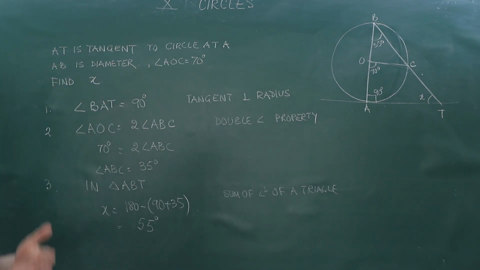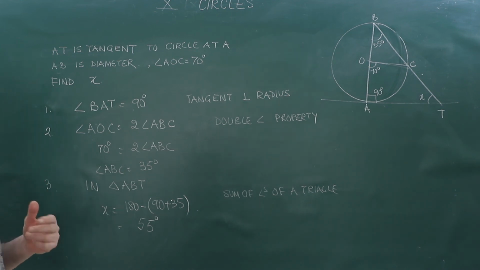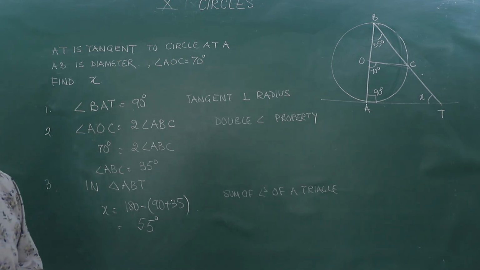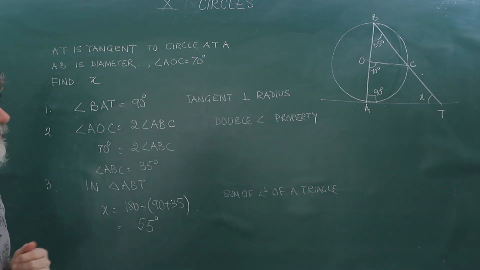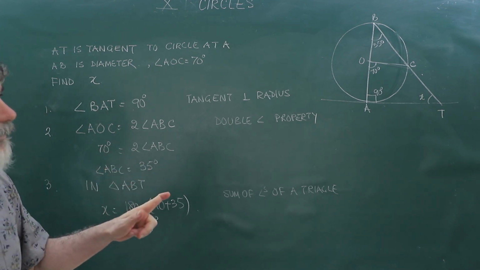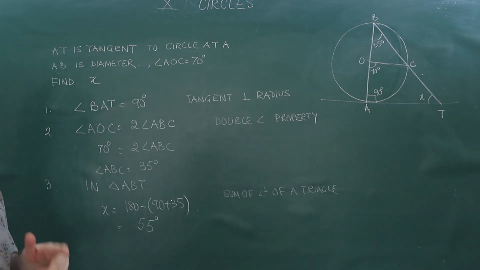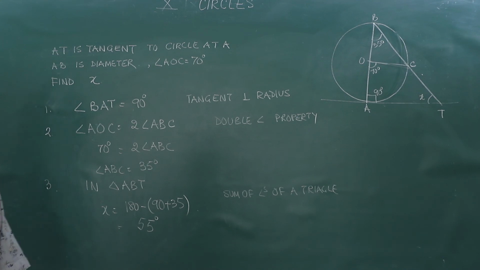So we have got everything. We have used the properties. Number one, tangent and radius are perpendicular to each other. Number two, the double angle property: the angle subtended by an arc at the center of the circle is double the angle which it subtends at the remaining part of the circumference. Then we say that the sum of the interior angles of a triangle is 180 degrees. From that we got the value of x to be 55.